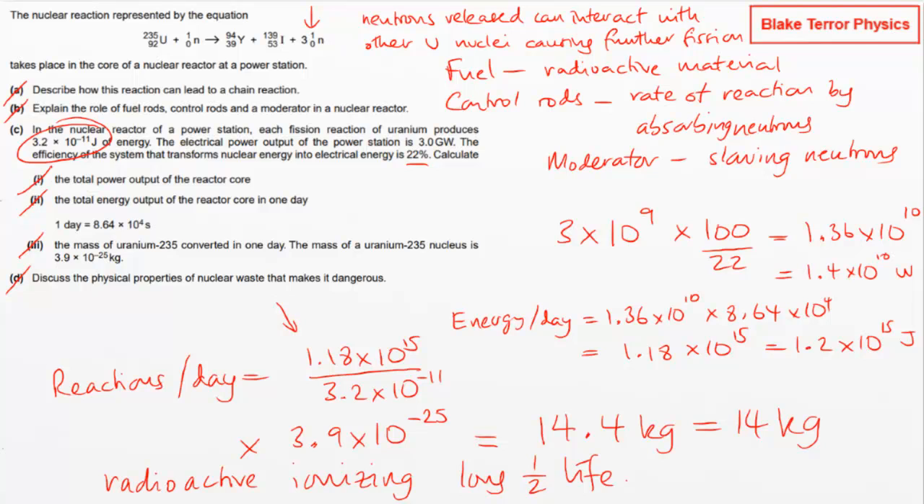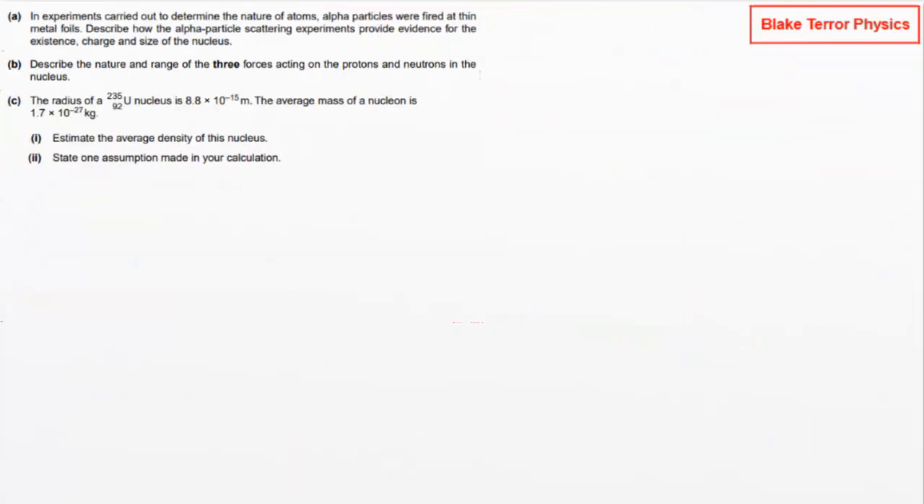Let's try the next one. In experiments carried out to determine the nature of atoms, alpha particles are fired at thin metal foils. Right, we've done this before. Describe how the alpha particle scattering experiments provided evidence for the existence, charge, and size of the nucleus. So we've got 2 pairs of things that we want to mention in this.